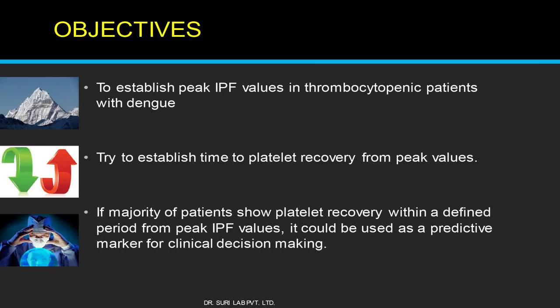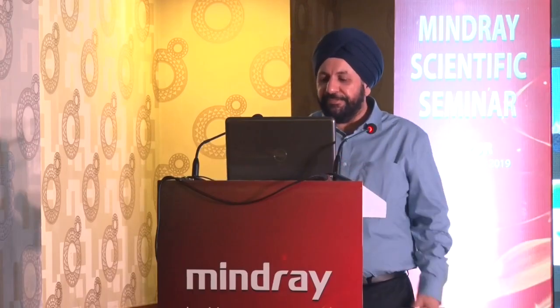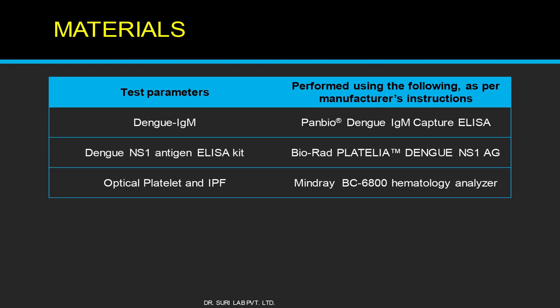The objective was that we wanted to establish peak IPF values in thrombocytopenic dengue patients. We then wanted to establish time to platelet recovery from these peak values for each one of these patients. And if the majority of patients showed platelet recovery within a defined period, we could use that as a predictive marker. We used dengue IgM and NS1 kits from PanBio and Bio-Rad, which were both US FDA approved kits, and optical platelets and IPF we computed on the Mindray BC6800 hematology analyzer.